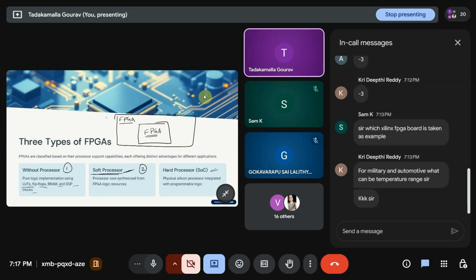Is it clear for everyone? The without processor and soft processor categories. Are these two clear?